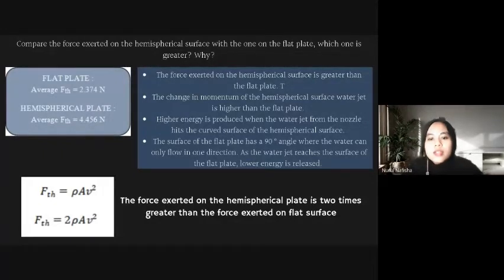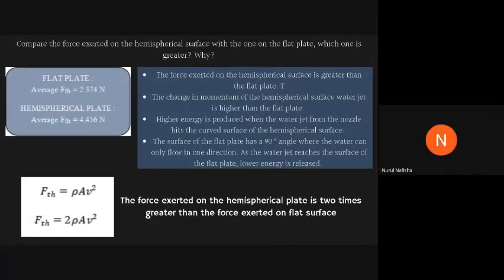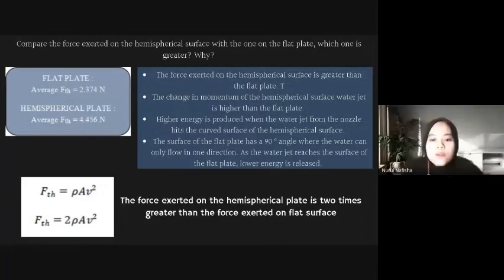So next, we compare the force exerted on both plates by calculating the average of the theoretical force obtained. The average for flat plate is 2.374 Newton, while 4.456 Newton for hemispherical plate. Based on the calculated average of F theoretical, it is shown that the force exerted on the hemispherical surface is greater than the flat plate.